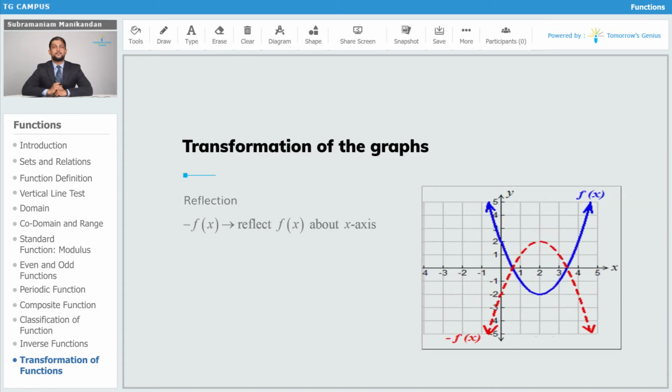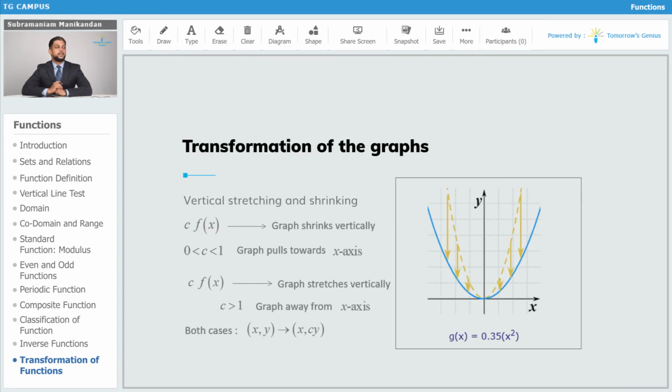Reflection: instead of replacing x with minus x, if the whole function gets a minus sign attached to it, then the graph of the function will just flip about the x-axis. So here it is shown as an example. The blue colored graph is the graph of the original function, and the dotted red colored graph is the same graph when it gets multiplied by a minus sign. So blue colored is f(x) and red colored is minus f(x). As you can see, it's a kind of reflection about the x-axis for this function.